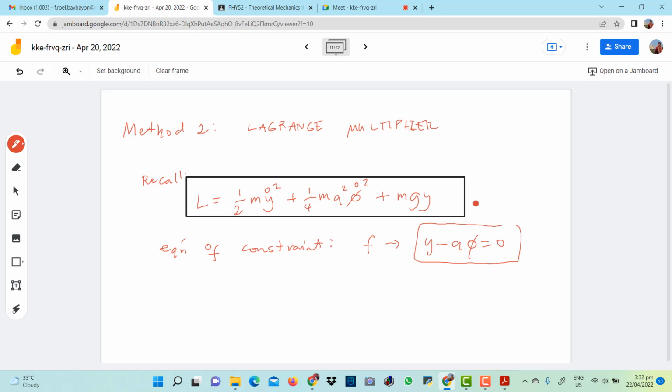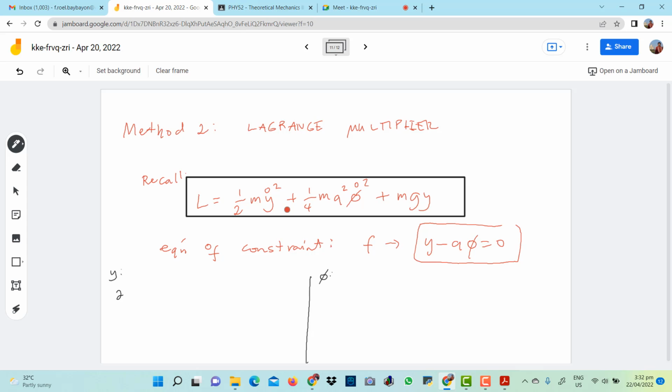Sa Lagrange multiplier, there are two Euler-Lagrange equations because I have two generalized coordinates, y and phi. Again, wala nimo gi-incorporate si F dira, so the original generalized coordinates are in terms of y and in terms of phi. So therefore, duha ang makuha nga equation. I have this with respect to y and then with respect to phi.